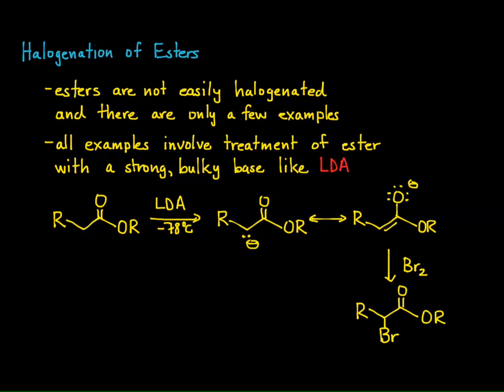So now we see the very first reaction of carboxylic acid derivatives and aldehydes and ketones that doesn't involve that leaving group. It actually involves the alpha carbon. Halogenation of aldehydes, ketones, esters, and carboxylic acids.